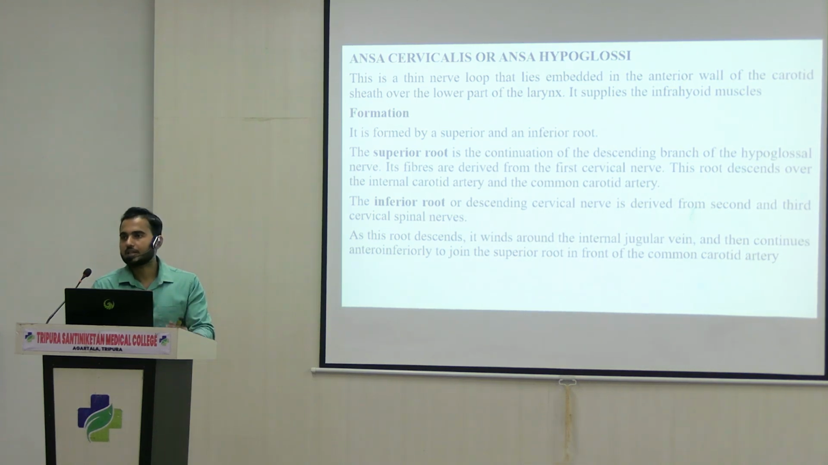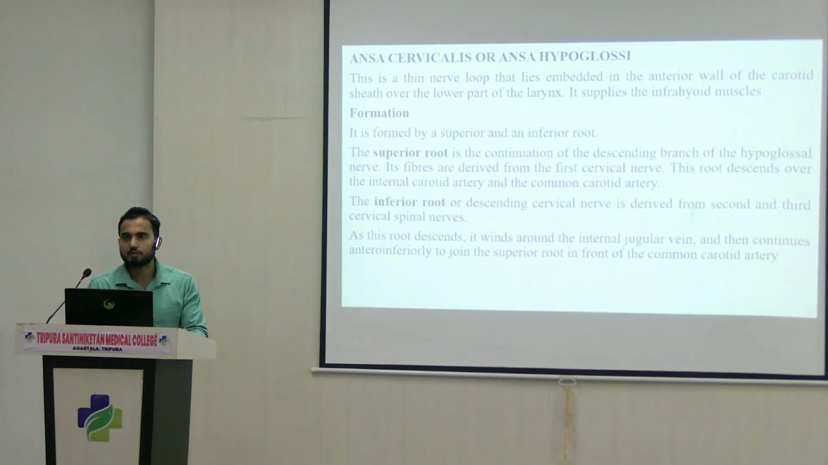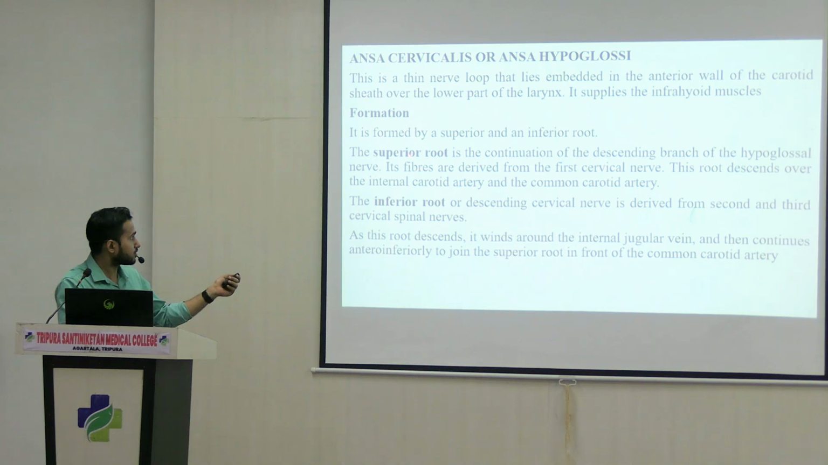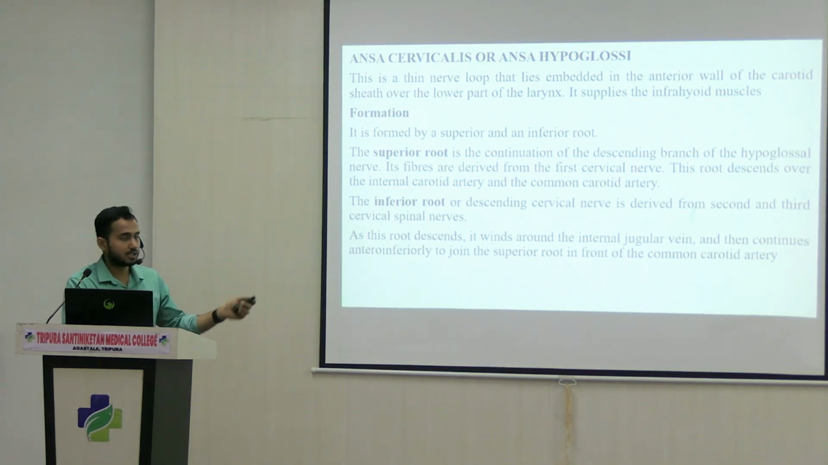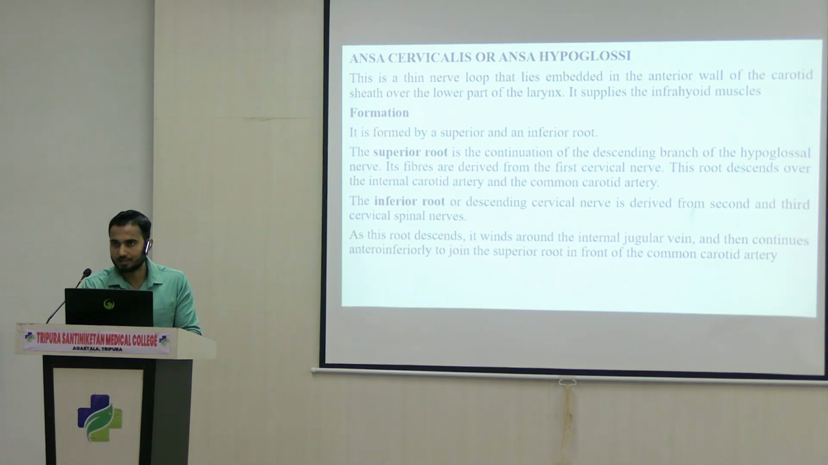Now how is the Ansa cervicalis formed? It is formed by 2 roots, not loops: superior root and inferior root. So where is the superior root coming from? The superior root is the continuation of the descending branch of the hypoglossal nerve. Hypoglossal is the 12th cranial nerve. The fibers for this superior root are derived from the first cervical nerve. Once the fibers come out from the first cervical nerve, it will descend over the internal carotid artery and the common carotid artery.